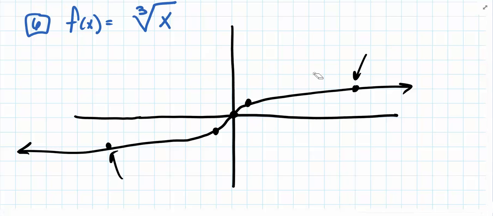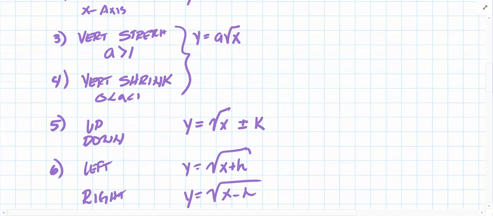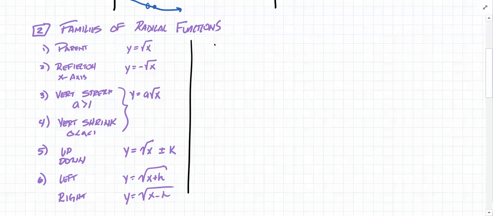And we're going to learn how to graph this one. And all the same families, all the rules that we did right here, all of these rules, they are exactly the same thing for the cube root of x. So all of the rules still apply for the cube root of x. All right, well, that's good news.